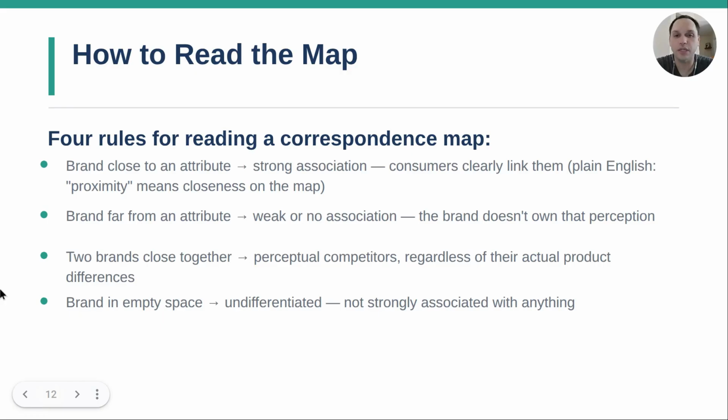Here's how to read any correspondence map. When a brand sits close to an attribute, it means consumers strongly associate that brand with that characteristic. It clearly owns that perception. When a brand sits far from an attribute, the brand doesn't own that perception. Consumers don't connect them. When two brands sit close to each other, they're perceived as similar and are therefore direct perceptual competitors, regardless of their actual product differences. And when a brand sits in empty space, not near any attribute in particular, it's undifferentiated. Consumers don't associate it strongly with anything, which usually signals a weak or unclear position in the market.